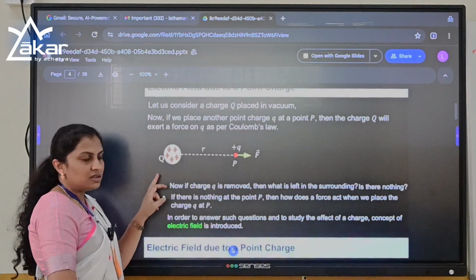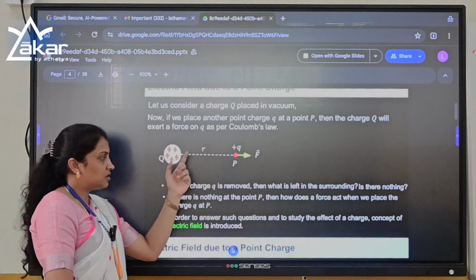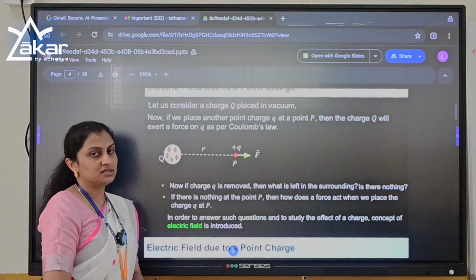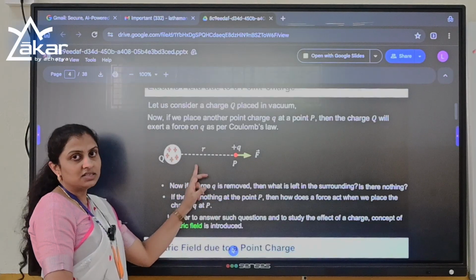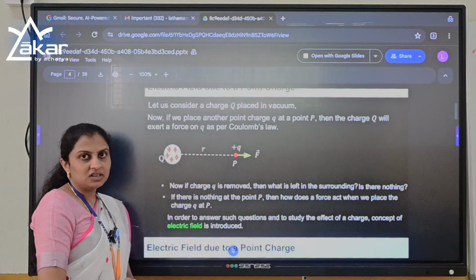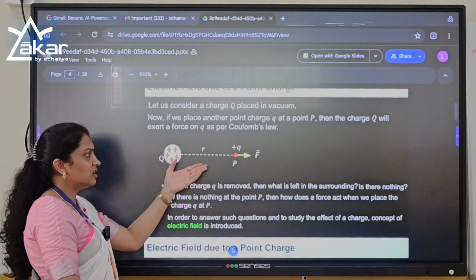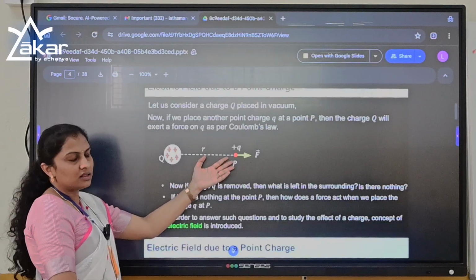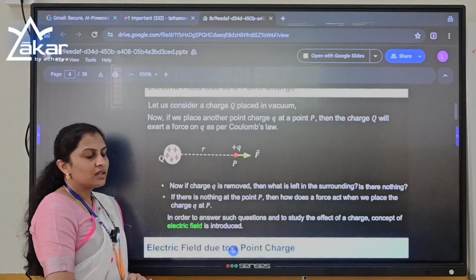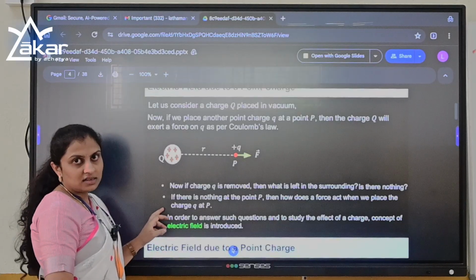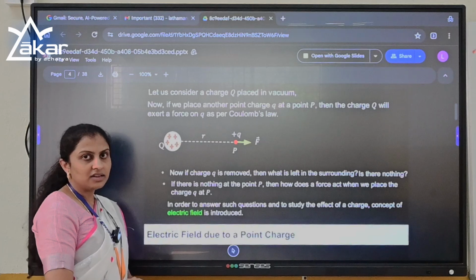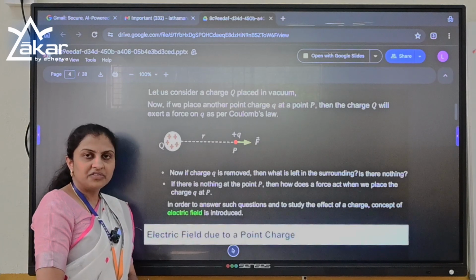So now if you remove the charge, what does the test charge experience? It experiences a cloud of influence. So now the charge Q is removed. So I am removing the charge. So what is left in the surroundings? If there is nothing at point P, then how does the force act on the charge? So in order to answer this type of question, we learn the effect of the charge, and the electric field is introduced.